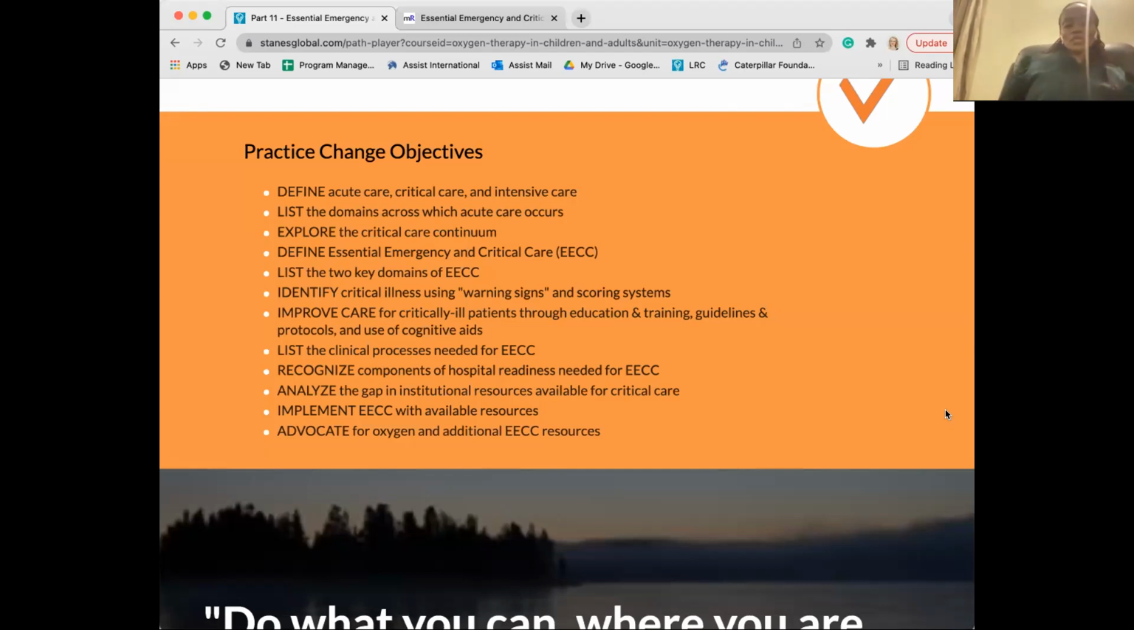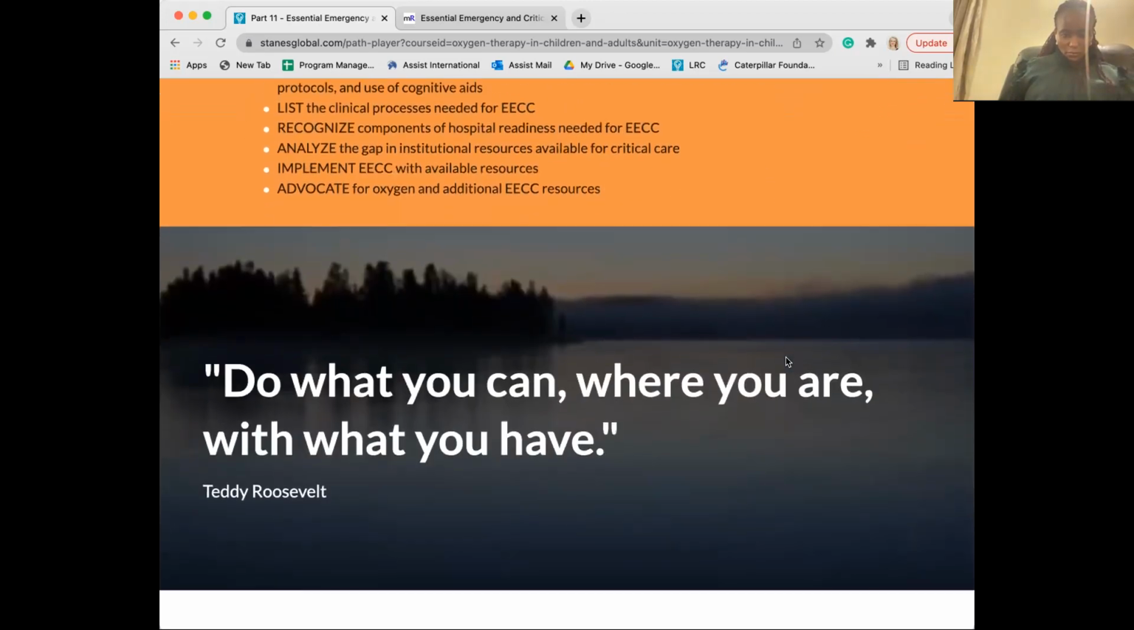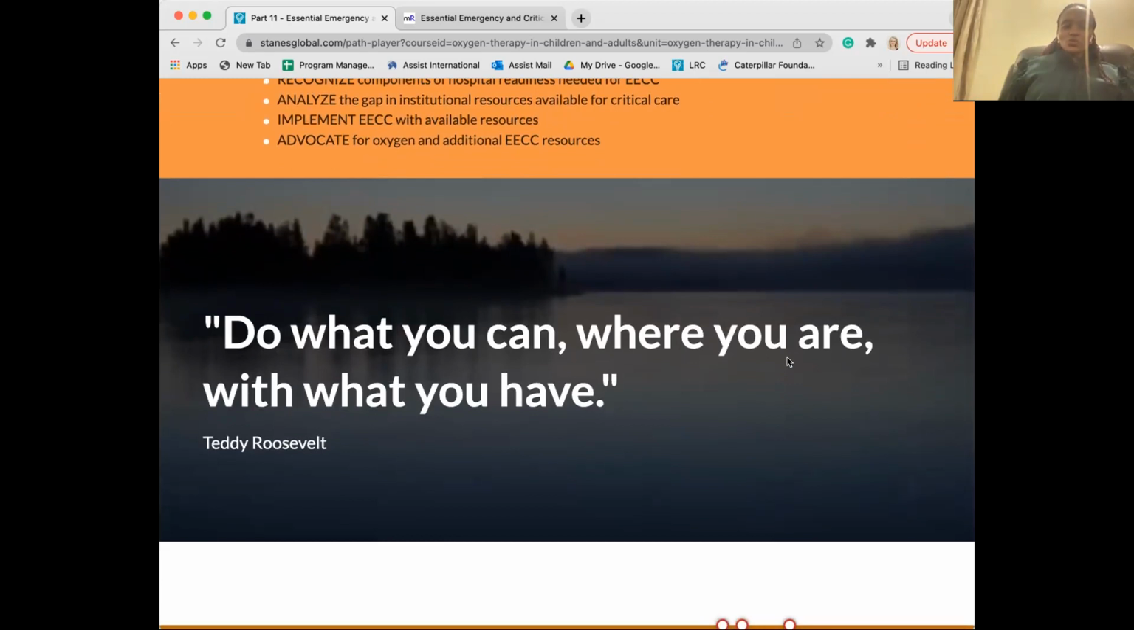So at the end of this session, these are some of the things. Now when you go back to your facility, you sit down and see how to improve care, how to ensure that you have essential emergency and critical care available. Can go down. So we expect you to do what you can, where you are, with what you have. Whatever resources you have, make do with them, but always aim at improving and offering better solutions or better care for our patients every day.